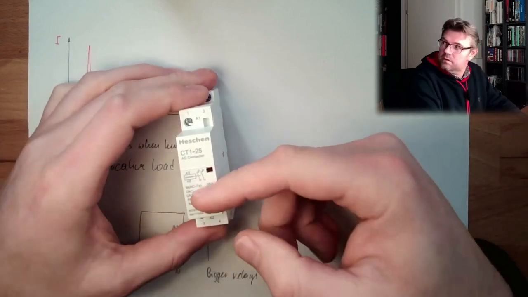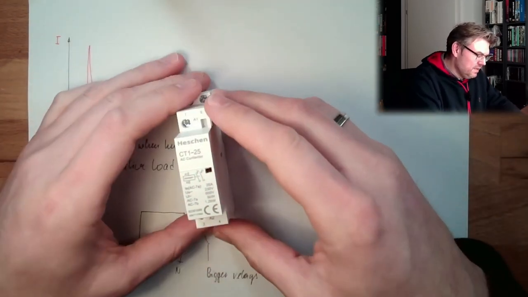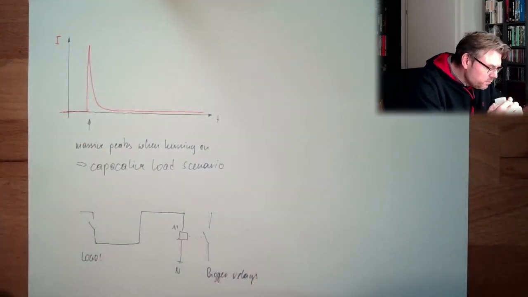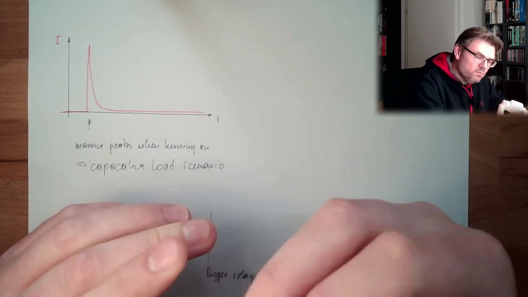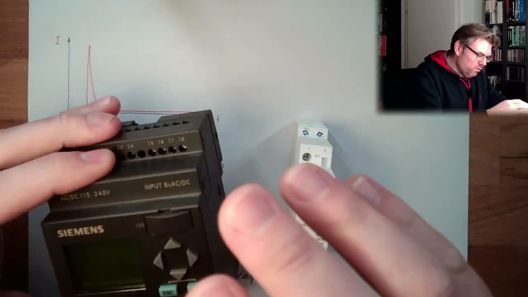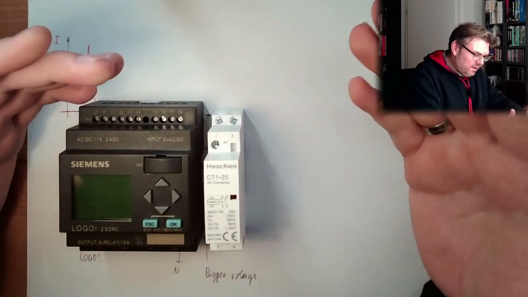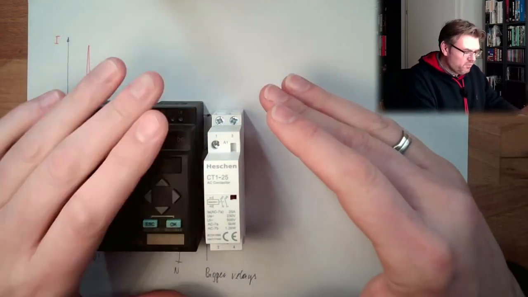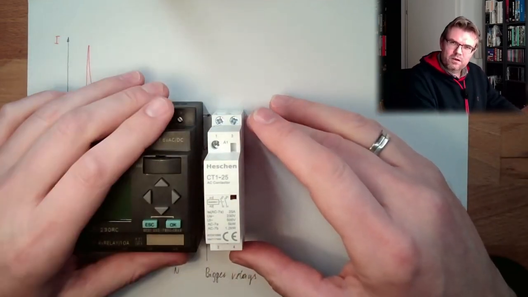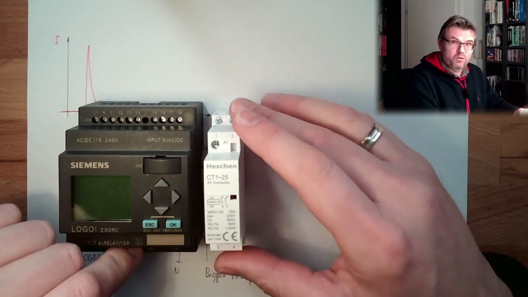I even have two contacts. I don't need the two contacts, but we will see. This can switch up to 25 amps. I'm pretty sure this will withstand. So I will use the Logo to switch this, and then I should be on the safe side. But before, I have to repair the Logo. To repair the Logo, I need the same relays as are in there, and I don't know which relays are in there.